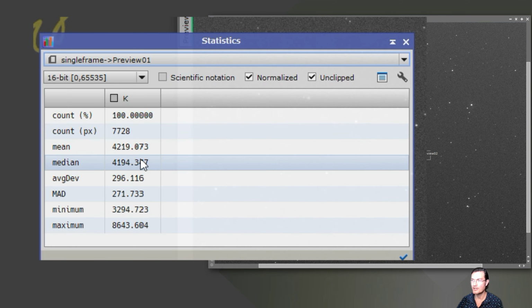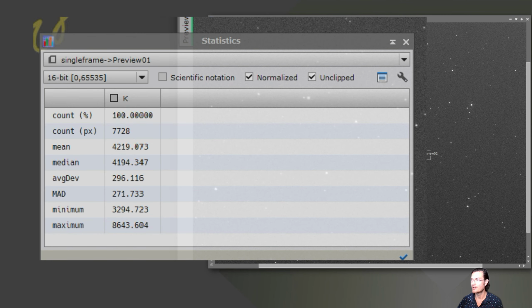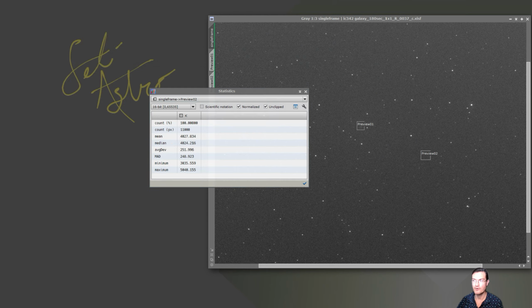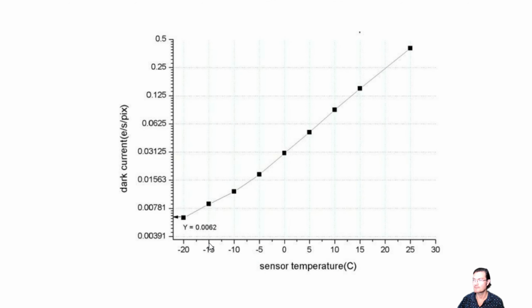So for preview 1, we have a median of just about 4,200, which is our DSO plus the sky glow, so we can put that in there. The sky glow in preview 2 is 4024, so we can put that in there. Then I can get the gain. I'm using unity gain, so that's just 1. I can get the read noise of about 1.6. Then I can get the ideal dark current here. That's about negative 15 degrees, so it was 0.008.